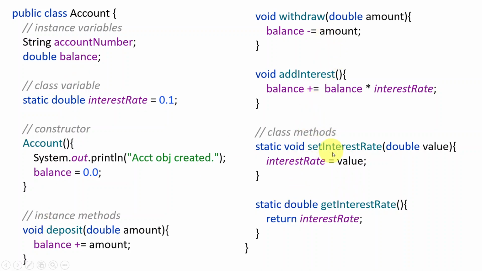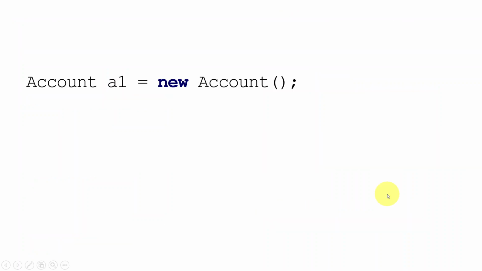Then we have the two class methods. Again, you can see we have marked them with the static keyword, and those two methods are not referring to any of the instance variables. So therefore, we can mark them as static or class methods. Now let's see what happens when an object is created. So this is how we create an object in Java language.